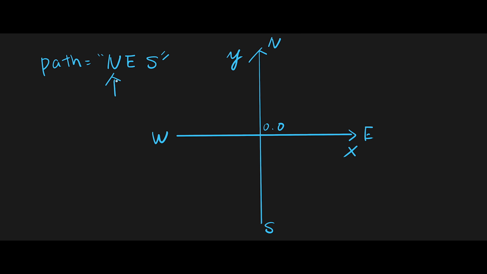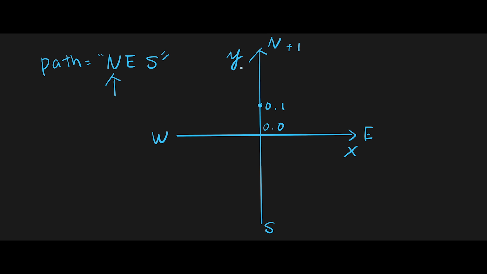First of all, we find the N, right? In that case, we have to move to the north side, and north should be +1, so the next position should be 0, 1. Like this. So when we find N, we add +1 to the y coordinate.